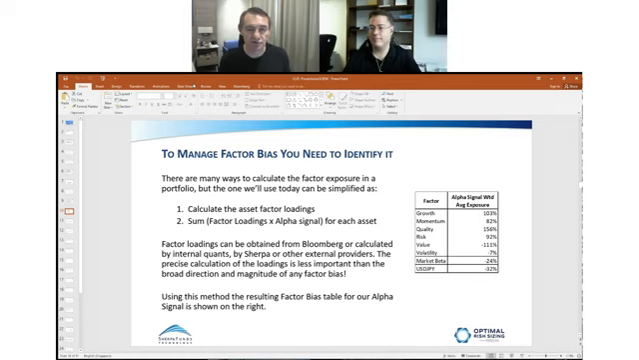How do you get factor loadings? Well, lots of different ways. Sherpa produces them. There are other third-party providers. You can calculate them yourself. We're not going to talk about that in this session, although, of course, if anyone wants to talk about calculating factor loadings, we're happy to go into it.